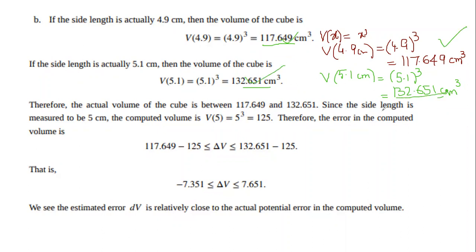Since the side length is measured to be 5 centimeter, which is given to us in the question, V at 5 will be equal to 5 cube, that is x cube. So V will be 125 centimeter cube.